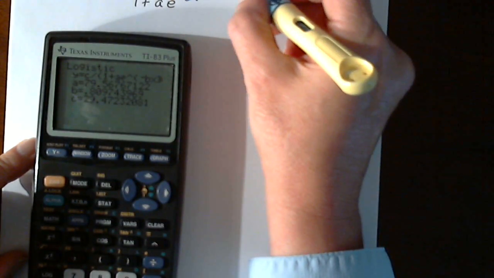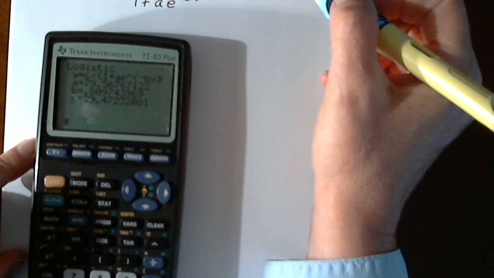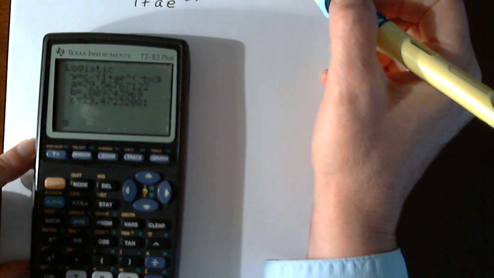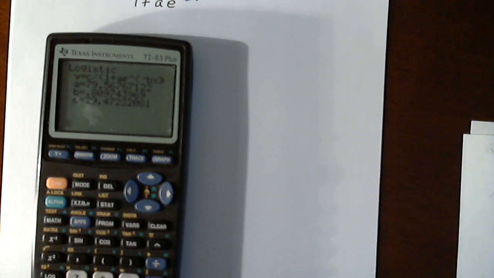We have C, which is at the top, 79.5676. Their letters are different. So this is, I'm sorry, I just put the wrong one up there. Sorry. So C is 29.47. I don't know how many digits we should keep.